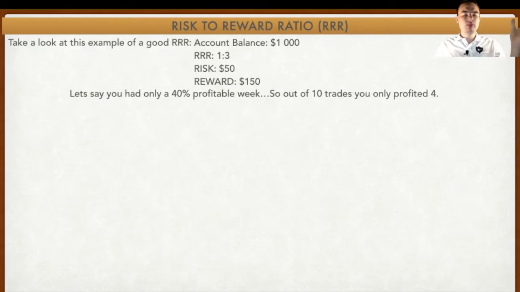Let's say you had only a 40% profitable week. If you're looking at 10 trades for the week, you have only profited on 4 trades, meaning 6 were losses. 6 losses and only 4 wins. People think that's bad, that you've lost. No, you can still be profitable even though you have lost more trades than you have won, because of risk to reward ratio.